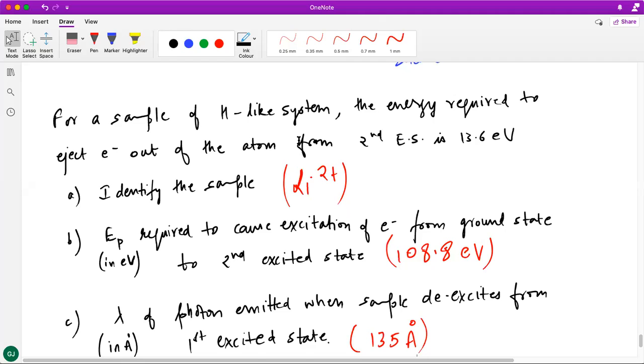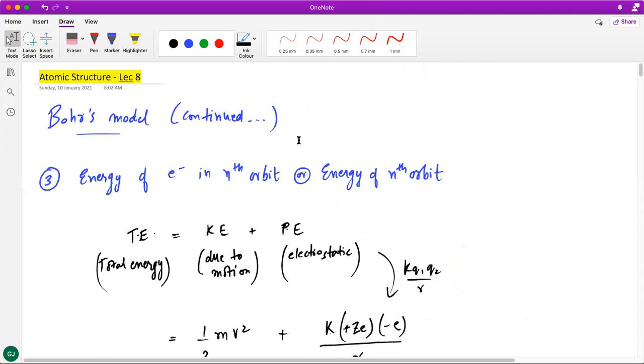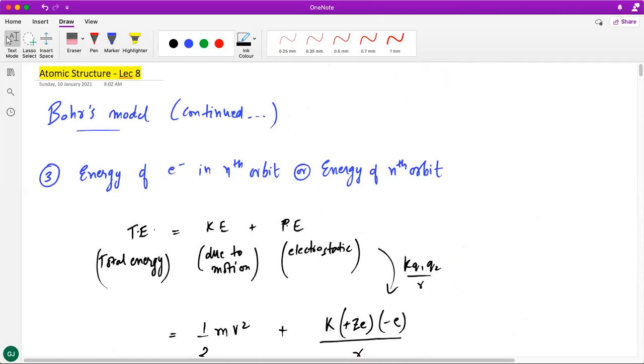ठीक है. All right, any questions, any doubts to be asked?